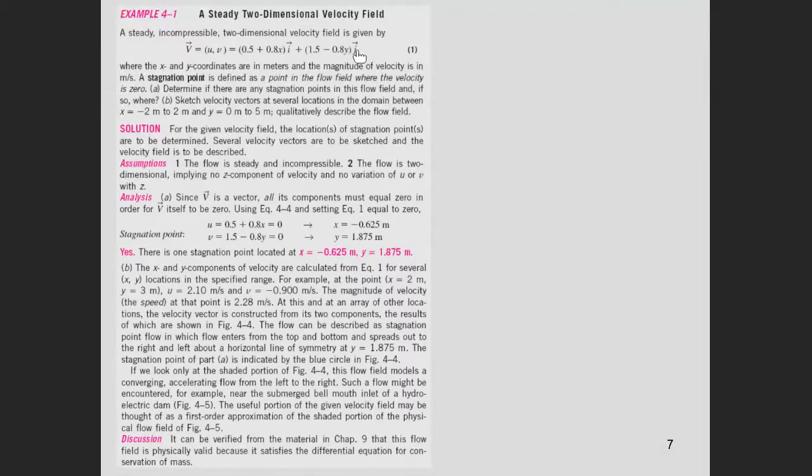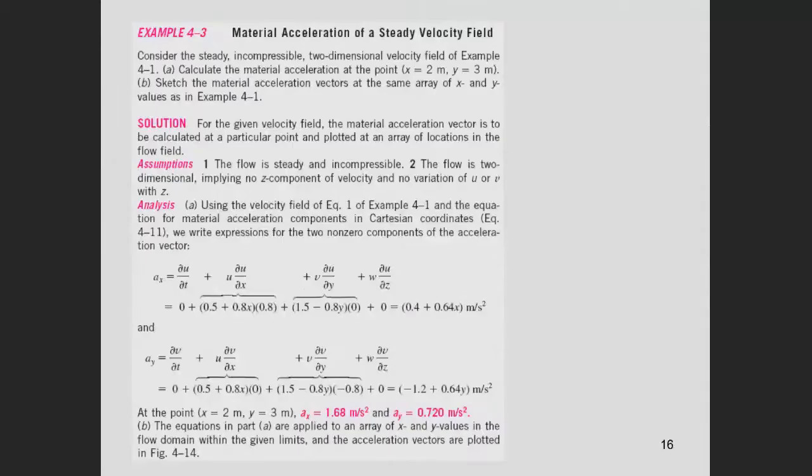This is the velocity field. The velocity is two-dimensional, u and v only. U is equal to 0.5 plus 0.8x and v is equal to 1.5 minus 0.8y. Okay, so what is he talking about? Let us come back to the slide. Calculate the material acceleration at point x equal to 2 and y equal to 3. Sketch the material acceleration vectors at the same array of x and y values.